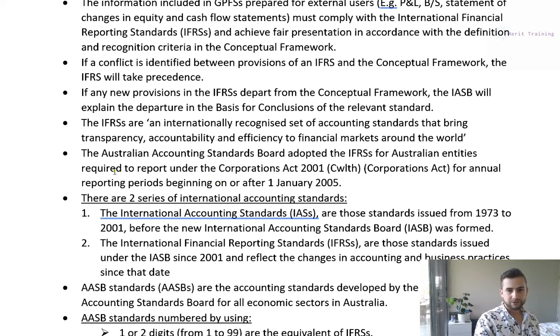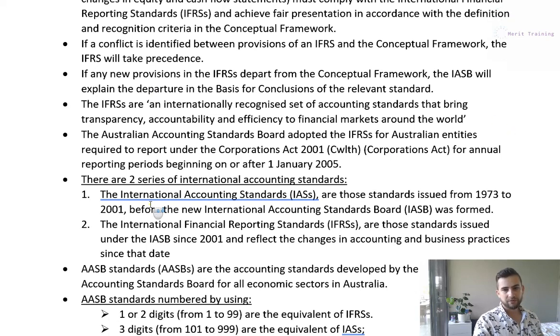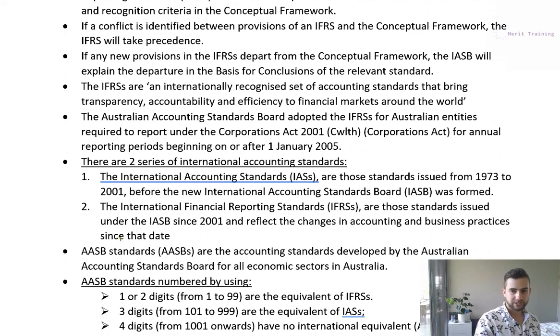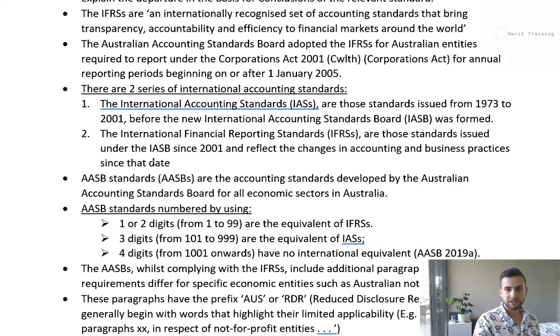So what are the IFRSs? IFRS is an internationally recognized set of accounting standards that bring transparency, accountability and efficiency to financial markets around the world. The Australian Accounting Standards Board adopted the IFRS for Australian entities required to report under the Corporations Act. So there's two series of international accounting standards. Number one is the International Accounting Standards. These are the standards issued from 1973 to 2001 before the IASB was formed. The International Financial Reporting Standards are those standards issued under the IASB since 2001 and reflect the changes in accounting and business practices since that date.